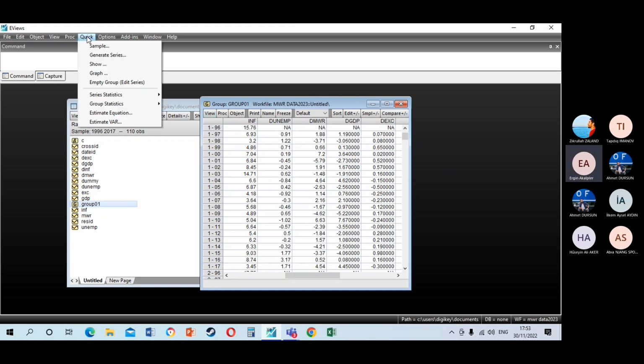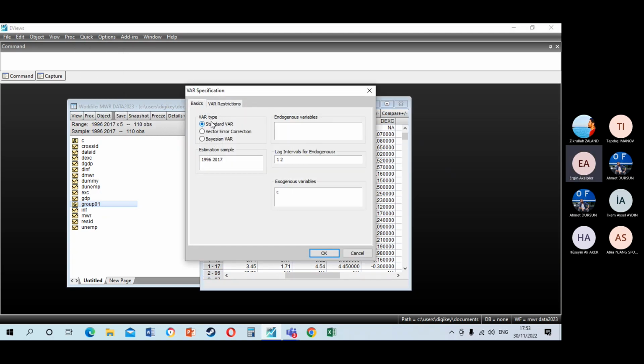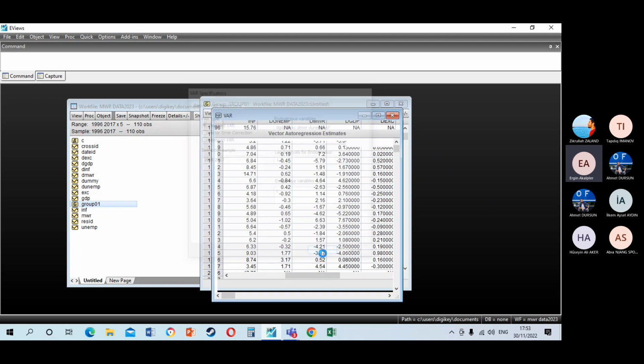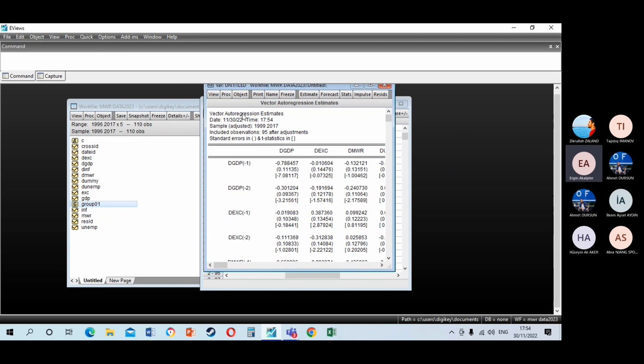I will go to quick estimate VAR. I put the equations here. I have already done this all together. The dependent is GDP, and then click OK. Then we have here the estimation that we use for the lag.